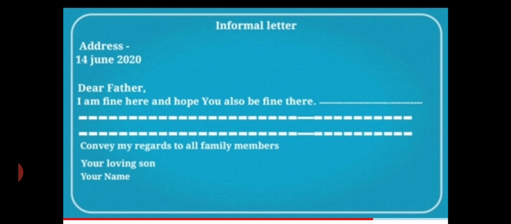And then regarding whatever, suppose you are inviting your friend to your birthday party or anything, you can write regarding it. And after finishing whatever you want to say, you put this line: Convey my regards to all family members.